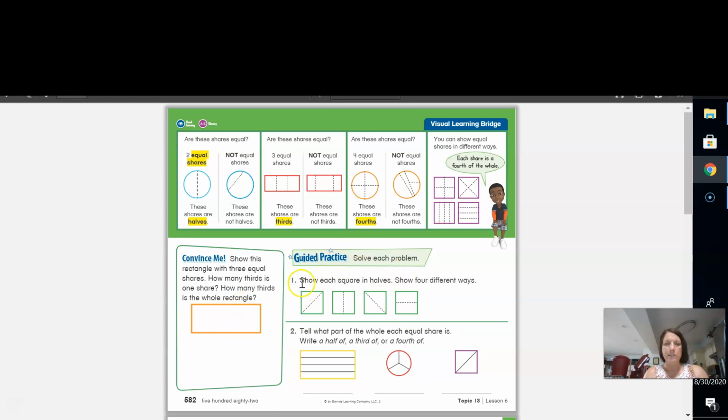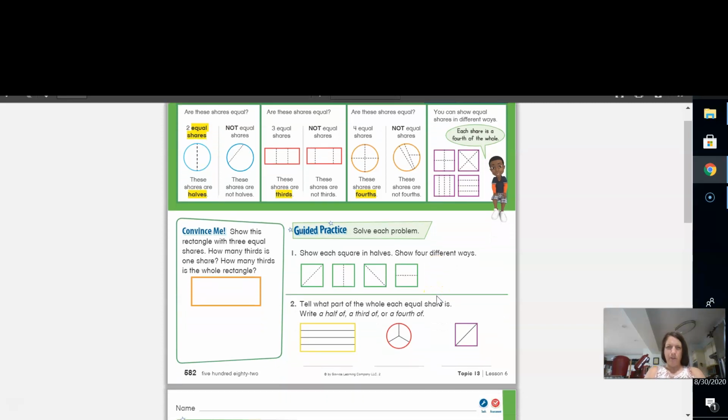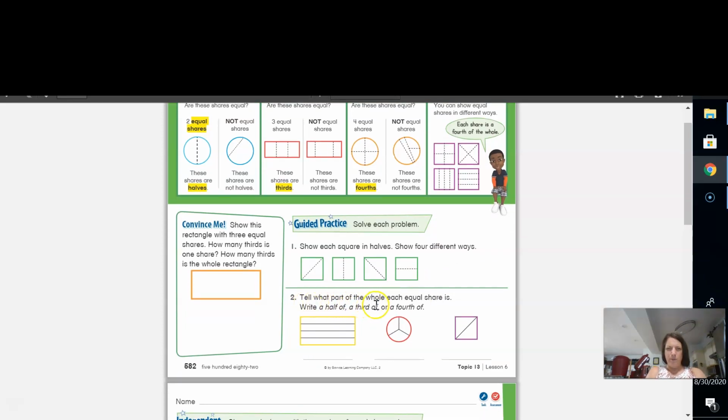Okay, so number 1 says, show each square in halves. Show 4 different ways. So you can see, you can go diagonal and make halves. You can go straight down. You could go diagonal the other direction, or you could go straight across. Each one still has halves, 2 equal shares. Tell what part of the whole each equal square is. Write half of, a third of, or a fourth of.